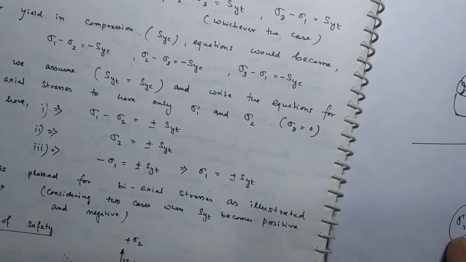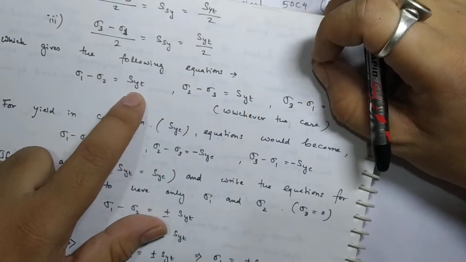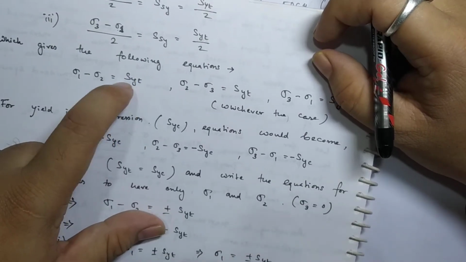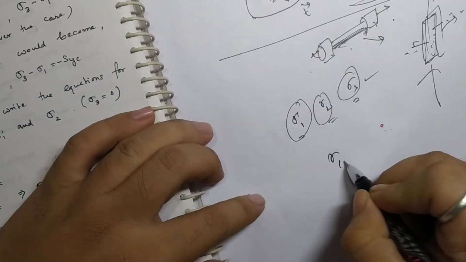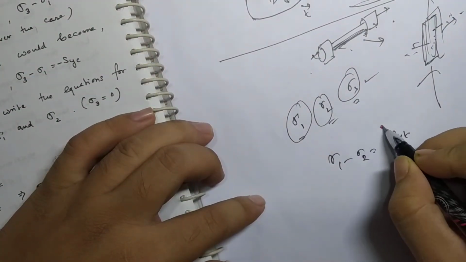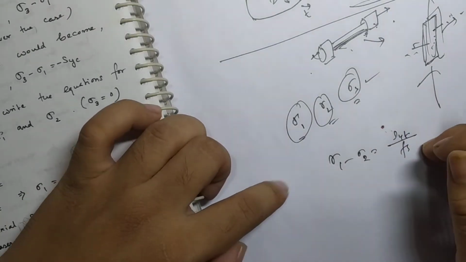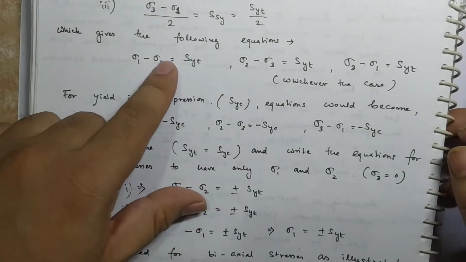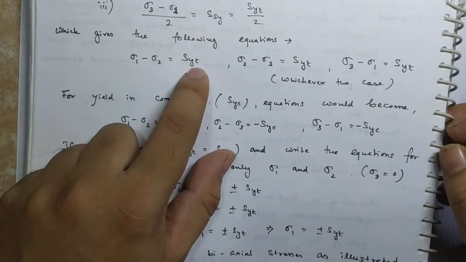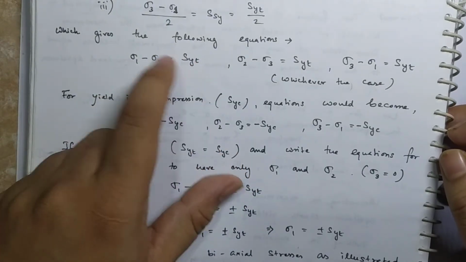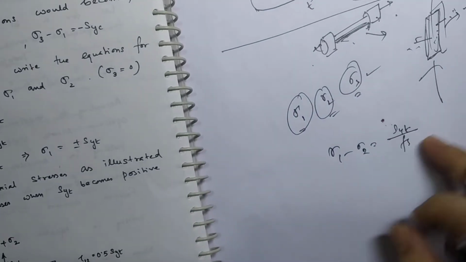These are the relations with your failure stresses. The failure stress is nothing but the yield strength in tension. Look at this: sigma 1 minus sigma 2 equals SYT. When you introduce a factor of safety, this will be divided by the factor of safety. Failure will take place only when these are equal, and we don't want them to be equal. So dividing by the factor of safety makes this side lesser than that one. Understood?